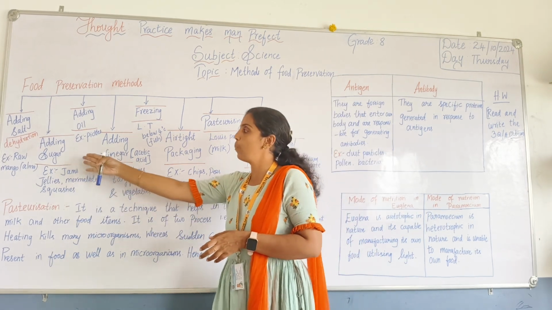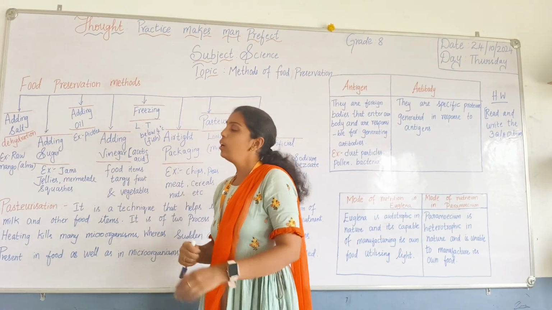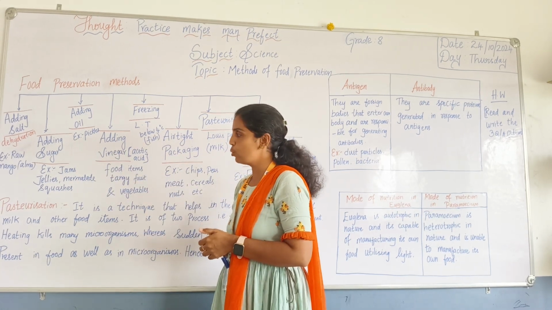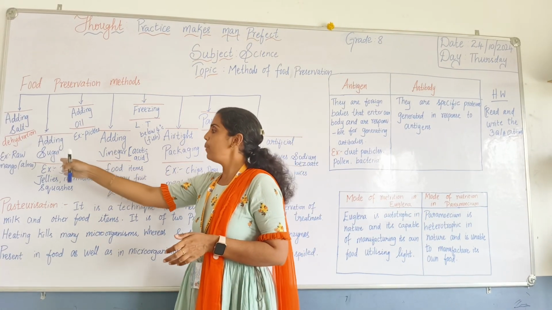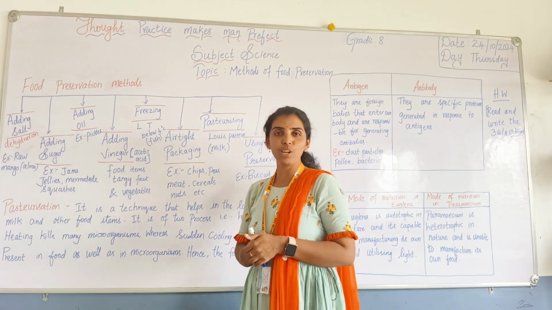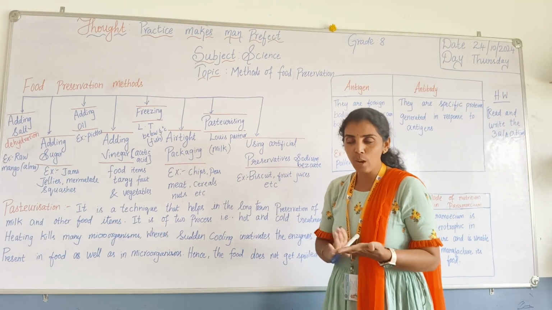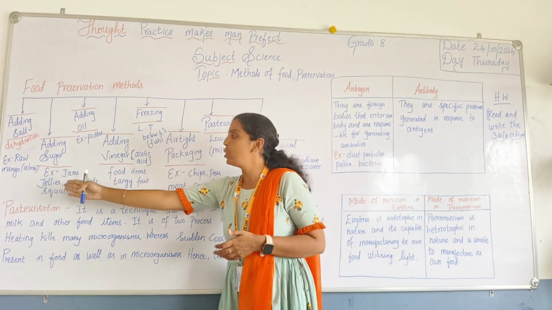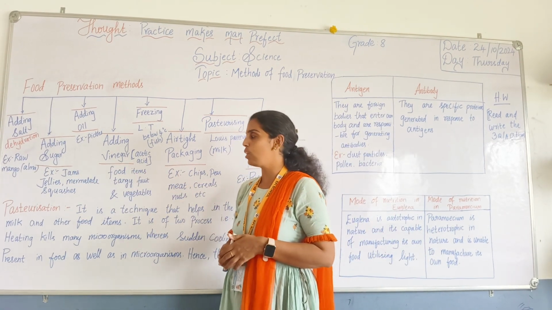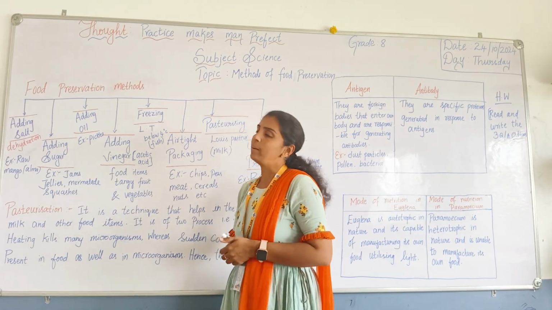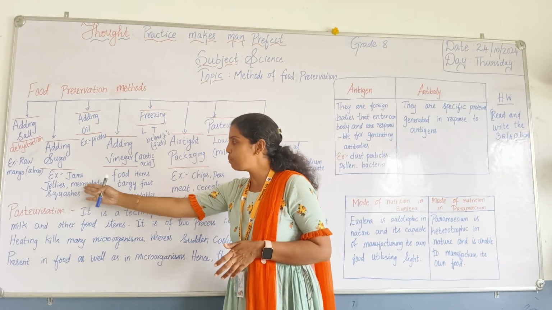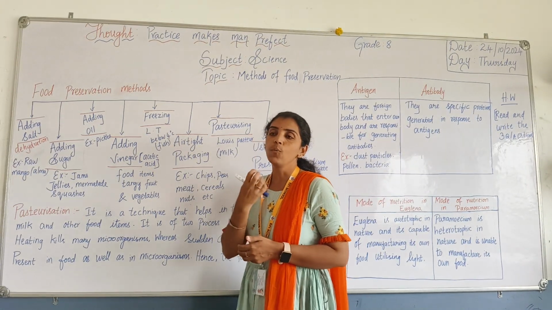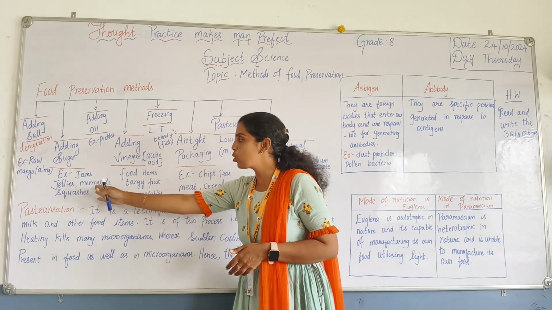So the next topic is adding sugar. You know in all homes we have sugar. Why do we use sugar? Examples of sugar use are jams. You all know jams. We apply jam on bread. Then jellies, which you all know, have a semi-solid consistency. And marmalade, it's a new word for you. Marmalade is an orange jelly-like substance, the extraction from the orange.